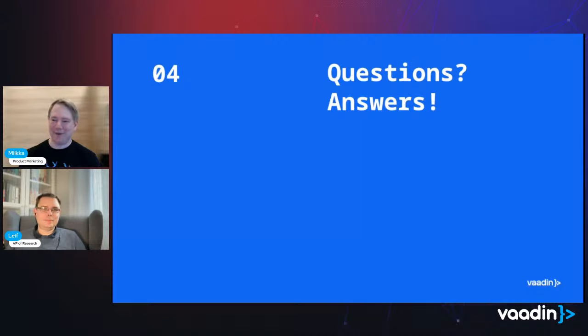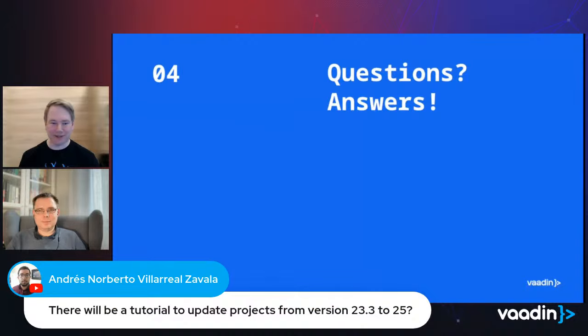Awesome. Hey, we've got quite a bunch of questions here. Let's start tackling these one by one. Let's start with this one. So, upgrading from an earlier version to 25, and in this particular case, 23.5. How to upgrade to 25? Will there be a tutorial?